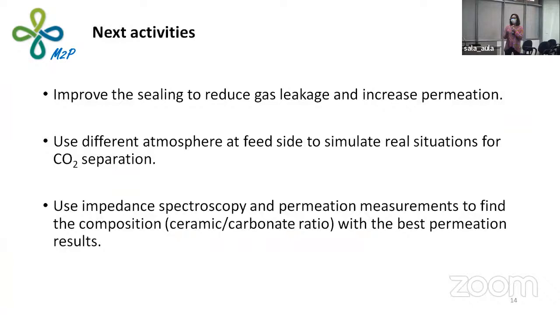And so the next activity that we are planning is to improve the sealing to reduce this gas leakage and increase the permeation. We also want to use different atmospheres at the feed side to simulate real situations for CO2 separation, and use impedance spectroscopy and the permeation measurements to find the composition with the best permeation results.